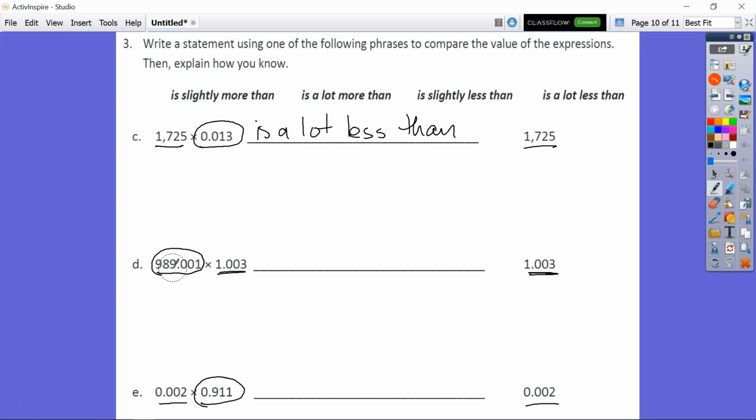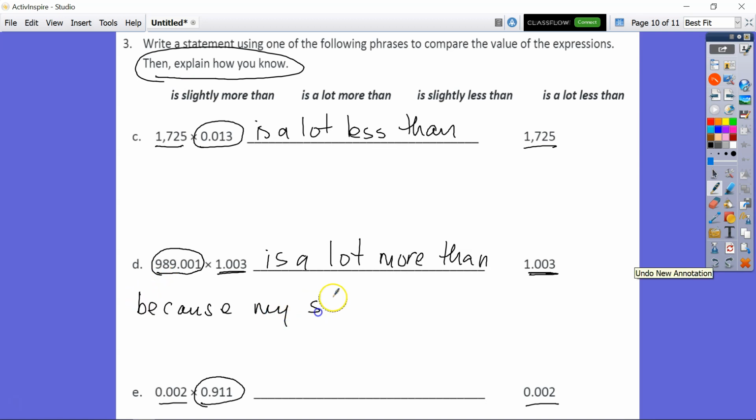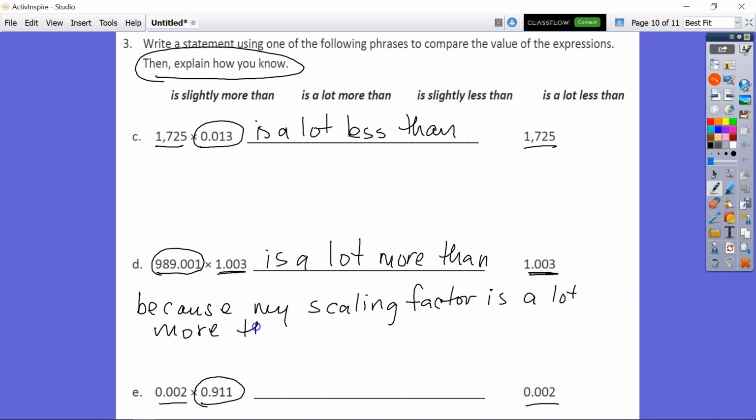So this is going to be, is it a lot less or a lot more? Hopefully you said a lot more than, because our scaling factor is a lot more than 1. All right? And I'm explaining how I know by just that because statement. So it'll be because my scaling factor is a lot more than 1.